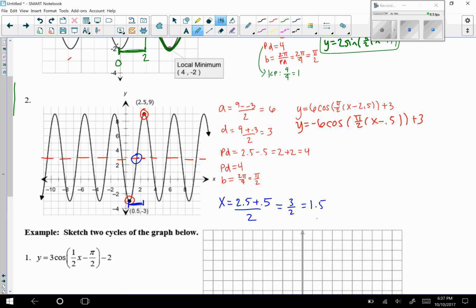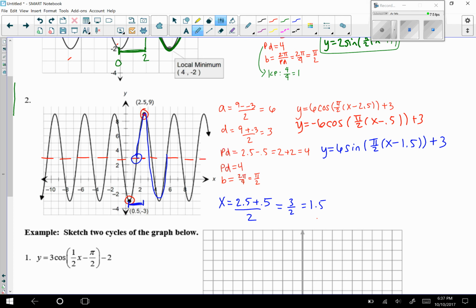So if I start there, that would be my first sine wave. In order to get there from the sine graph, normally it starts on the y-axis at 0, 0, but we've moved it up 3. And to get over there, we'd have to move it to the right 1.5. So one possible equation would be y is equal to 6 times the sine of pi over 2 times x minus 1.5 plus 3.